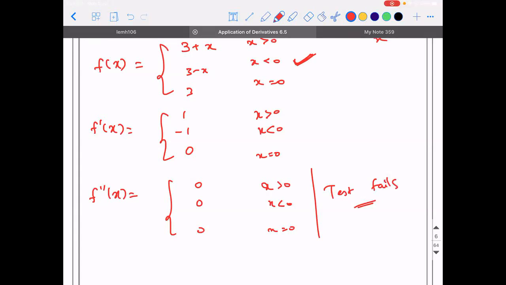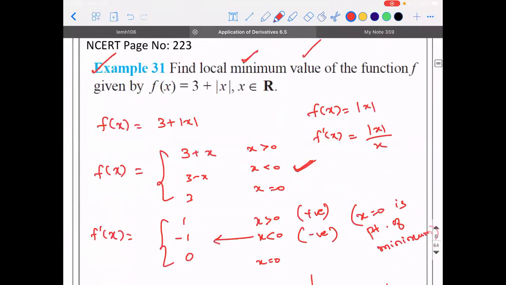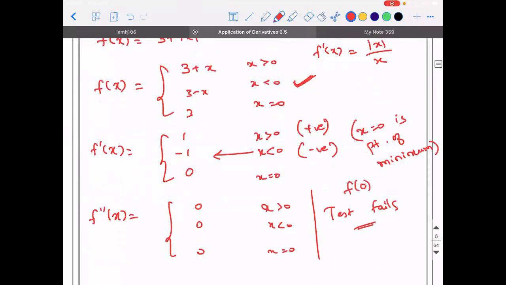In the first derivative test, for the value of x less than 0, it is negative, and for the value of x greater than 0, it is positive. So when the sign changes from negative to positive, x equal to 0 is the point of minimum. So what will be the minimum value of this function? The question is, find the local minimum value of the function. So the local minimum is at x is equal to 0. What is f of 0? 3 plus 0. The answer will be 3. So the local minimum value is obtained at x is equal to 0, and the value comes out to be 3.